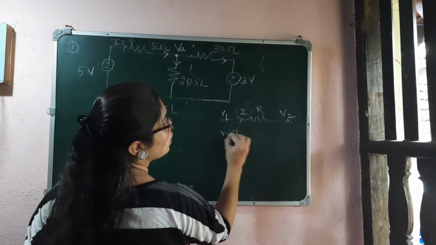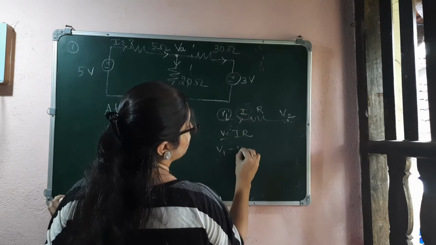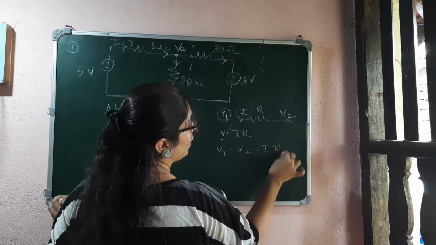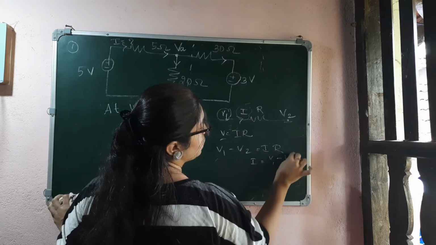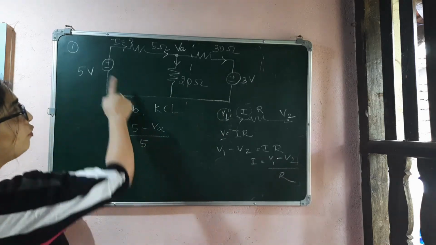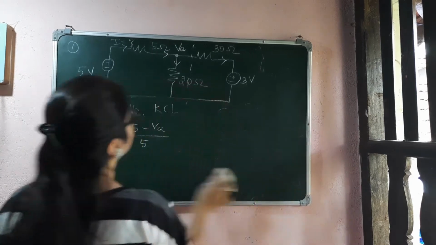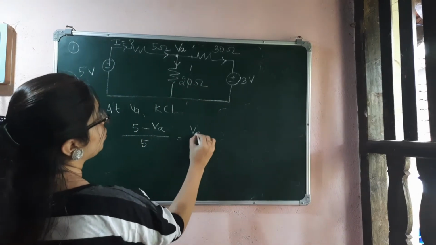So you know V is equal to IR, and here V is nothing but V1 minus V2, which is equal to I into R. So I is equal to V1 minus V2 divided by R. So that is what I have applied here: 5 minus VA divided by 5. Now that is the incoming current, which should be equal to the outgoing current.